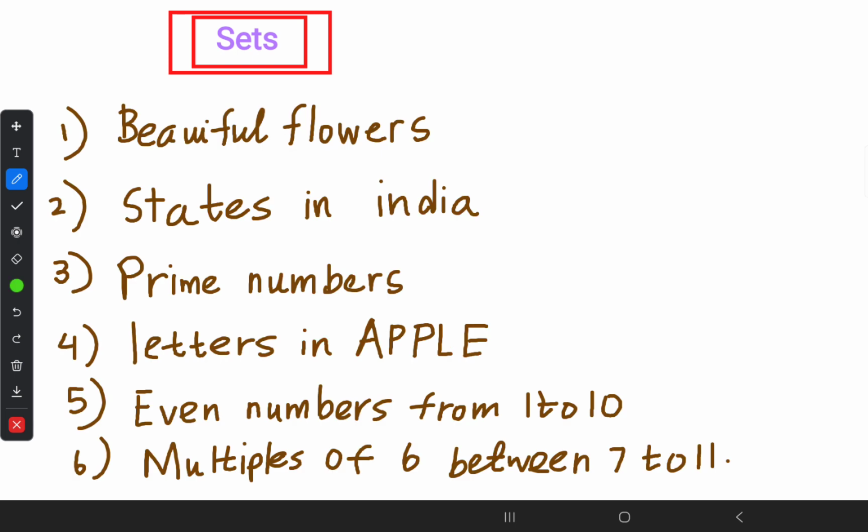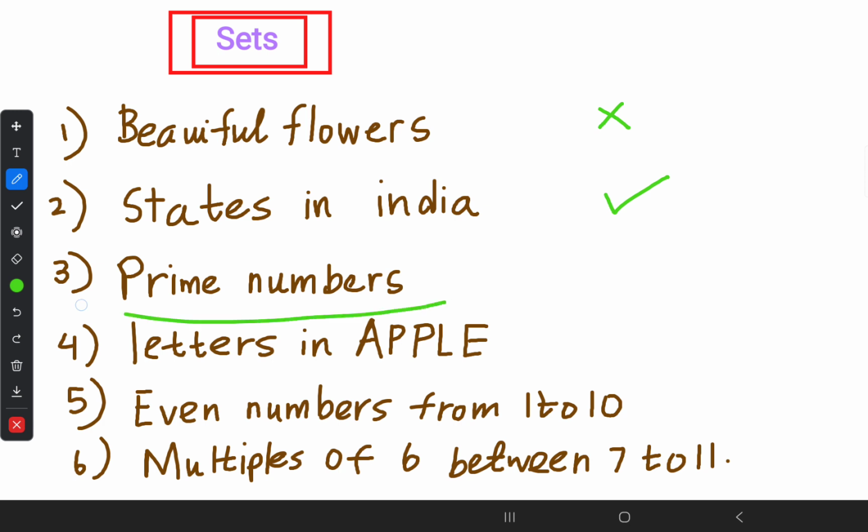First one, beautiful flowers. Beauty cannot be scaled, so it cannot be expressed in set notation. States in India, we can count the number of states in India. That is countable. Prime numbers. Prime numbers means prime numbers, okay, but think about the limit. If I give you prime numbers from 1 to 10, you can limit. Okay, 2, 3, 5, 7. Those are the prime numbers.